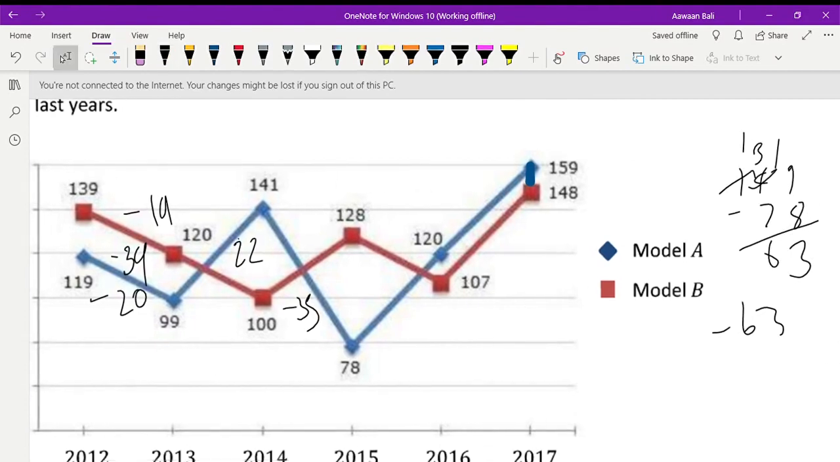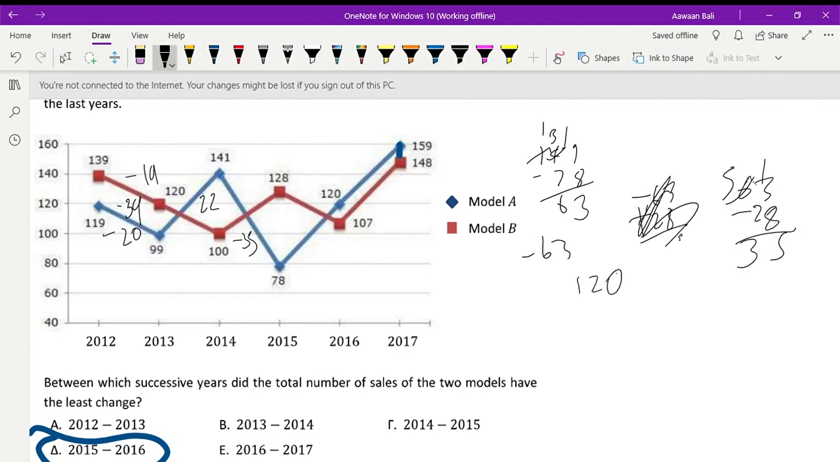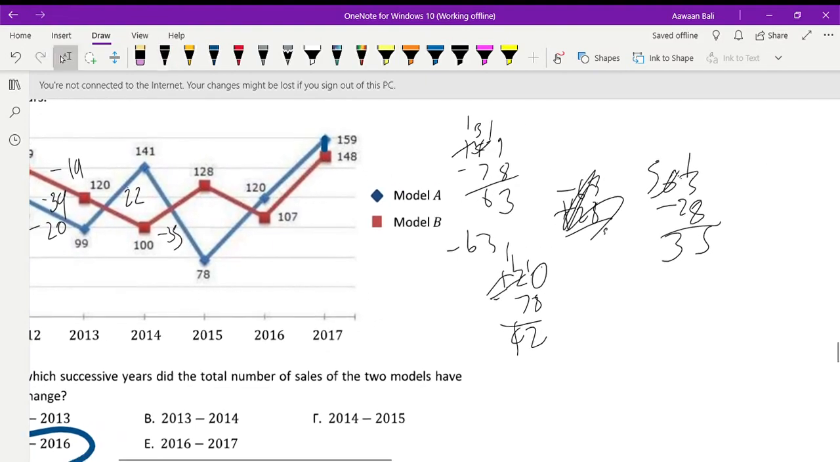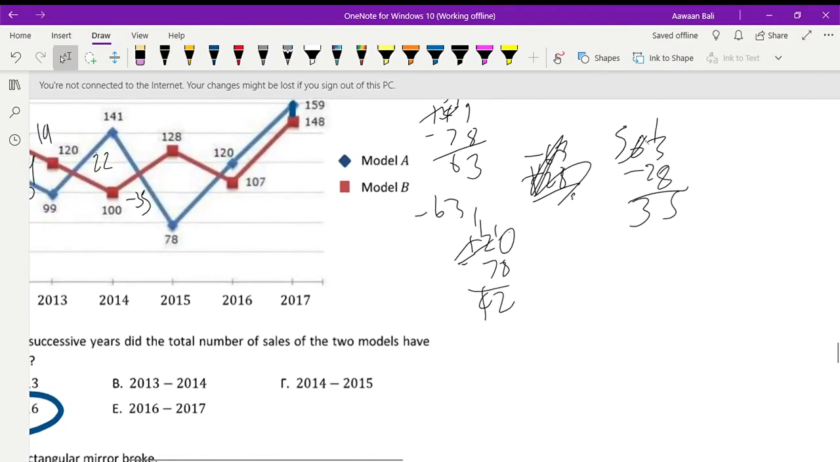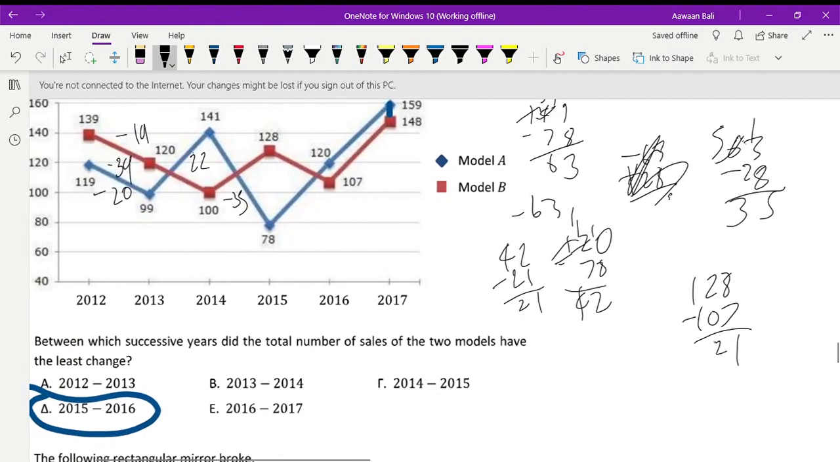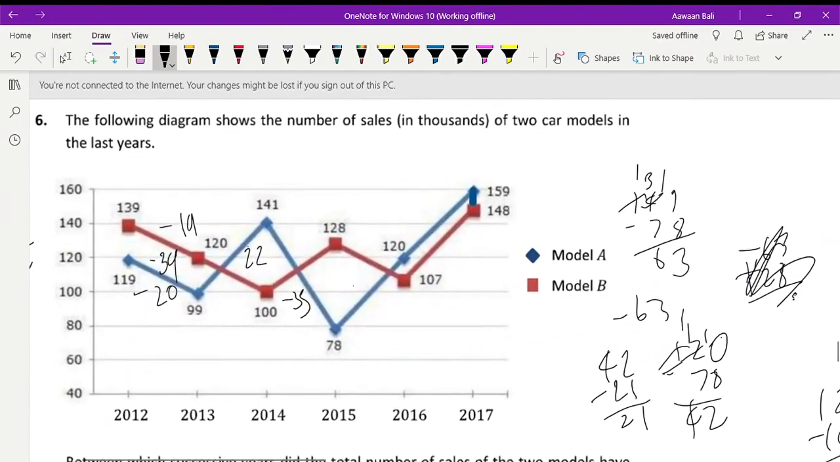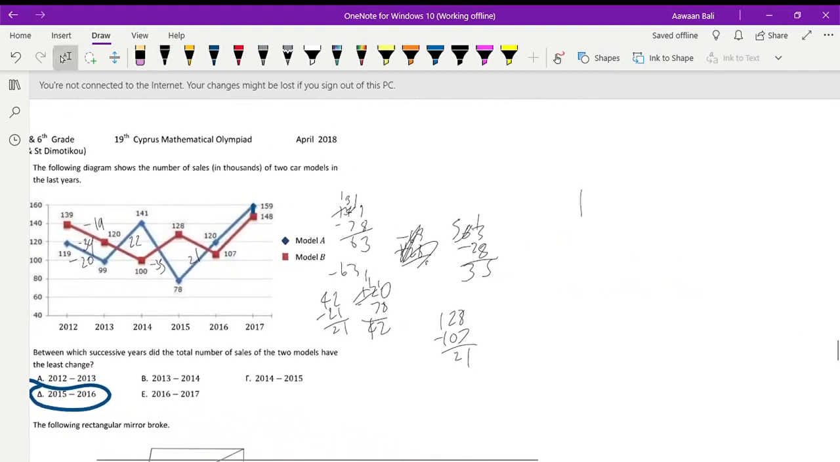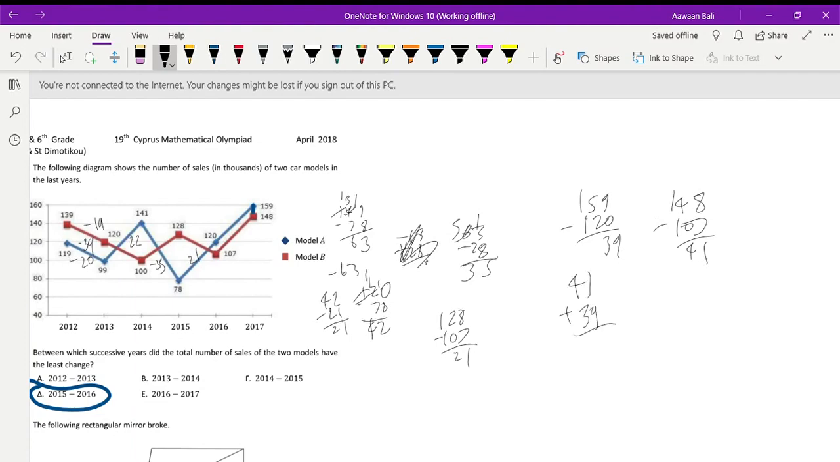For 2015 to 2016, we have a jump of 42. And then 128 minus 107, that's only 21. So 42 minus 21, it's 21. And now, 159 minus 120 is 39. 148 minus 107 is 41. 41 plus 39 is 80.